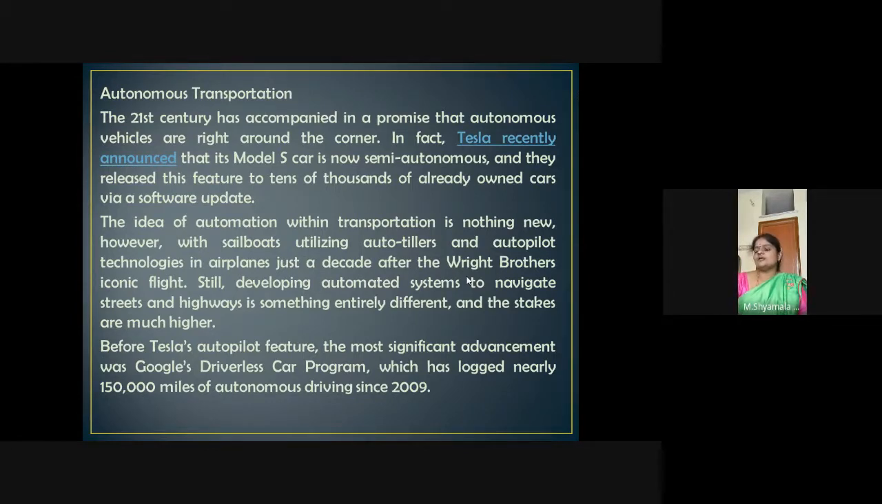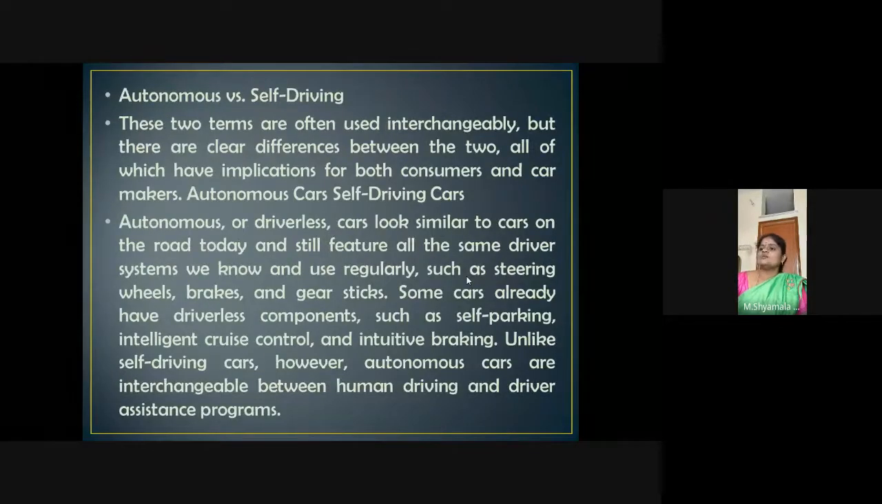Before Tesla's autopilot feature, the most significant advancement was Google's driverless car program, which has logged nearly 150,000 miles of autonomous driving since 2009. So, autonomous and self-driving. These two terms are often used interchangeably, but there are clear differences between them, all of which have implications for both consumers and car makers.